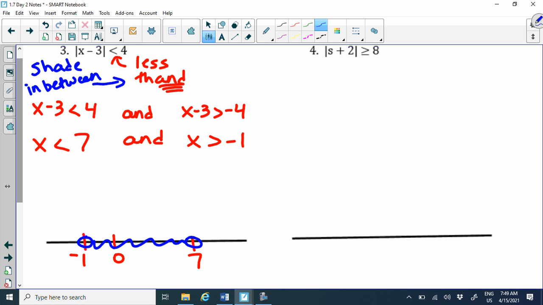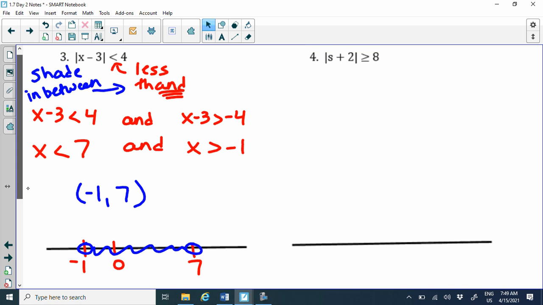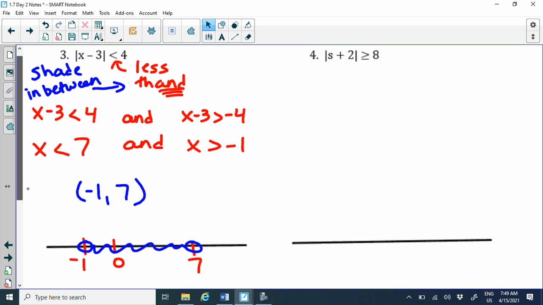Now remember, since we shade in between, we go from the first point to the second point. So think about a segment. You got a starting and stopping point. So our starting point is at -1, and because I have an open circle, I use parentheses around the -1. And on my 7, I also use parentheses because I have an open circle. Okay. So I go from my starting to my stopping point with that, and that's it. Okay, go ahead, pause the video and try example 4 on your own.